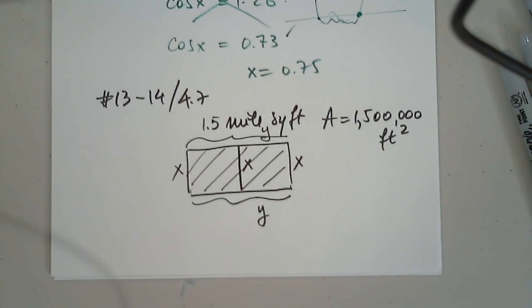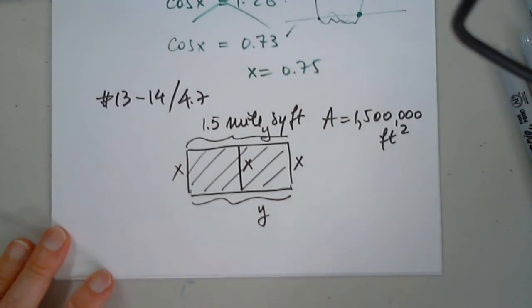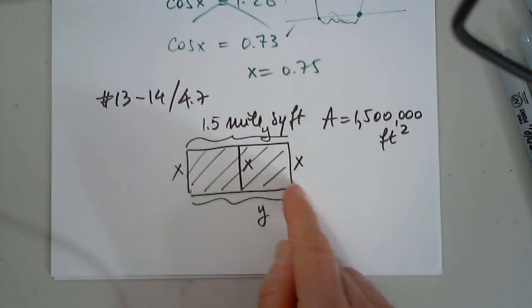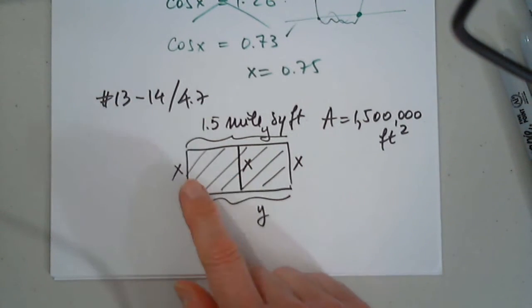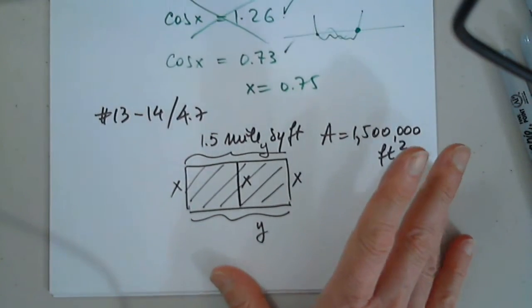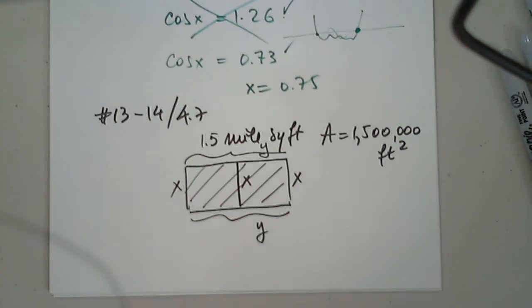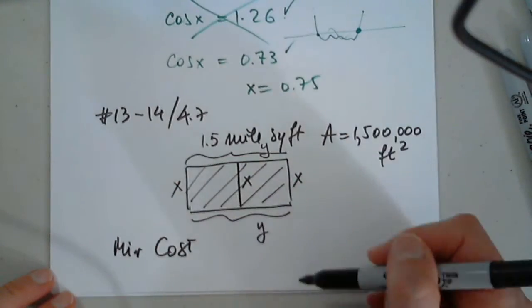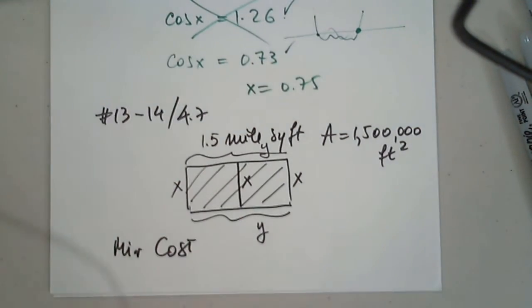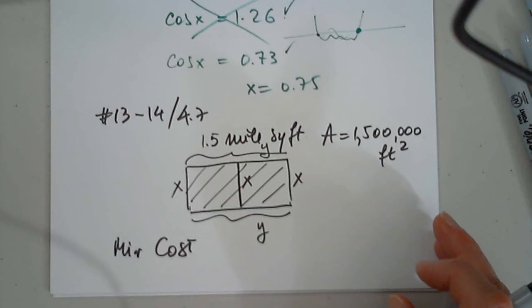Okay, very good. So let's start. So they want us to find the x and y so that we minimize the length. No, it says to minimize the cost of the fence. Okay, so we want to minimize cost. And how much does it cost per linear foot, or does it say? It doesn't say. Just what I told you is what it says.